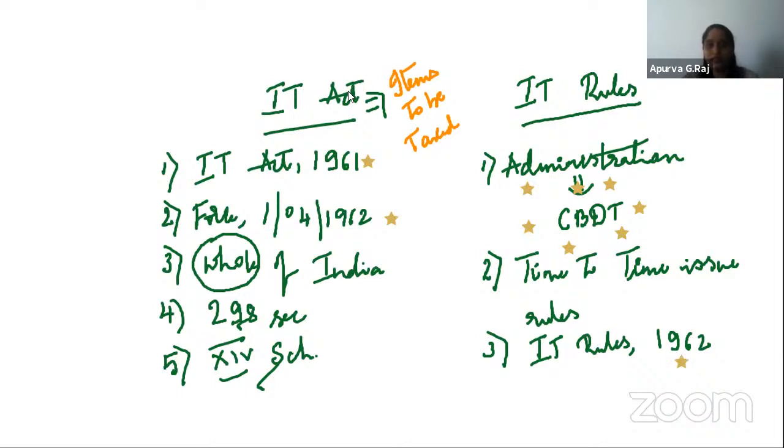Now, what is the difference between this act and rules? The Income Tax Act only specifies what to tax. The Income Tax Rules tell us how to tax. In the rules, we are going to study how to tax the items which are specified in the Income Tax Act. That's the difference between the Income Tax Act and Income Tax Rules.